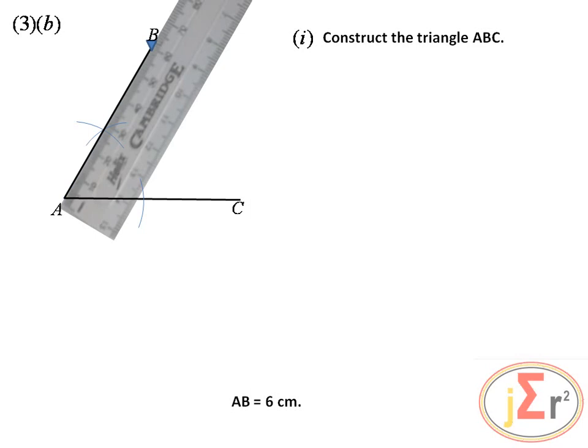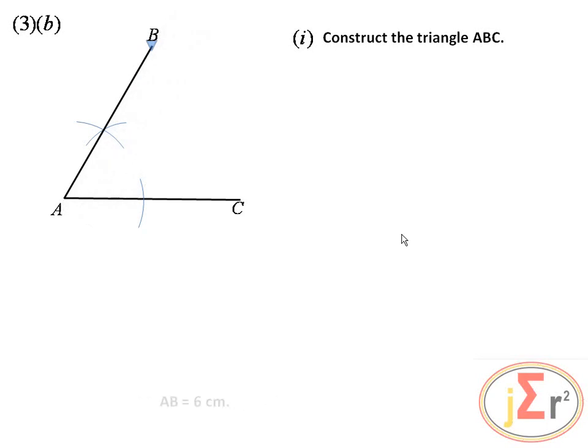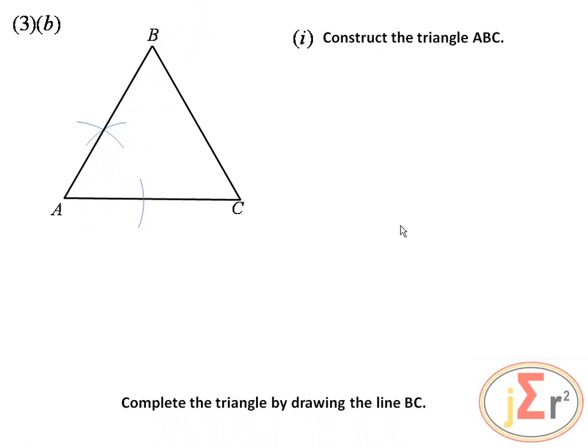Now, what do we have? We have from here to here is 6 centimeters, from here to here is 6 centimeters. This angle is 60 degrees. When we are through, just by completing the triangle, it is sure to be equilateral. So there we have our equilateral triangle.